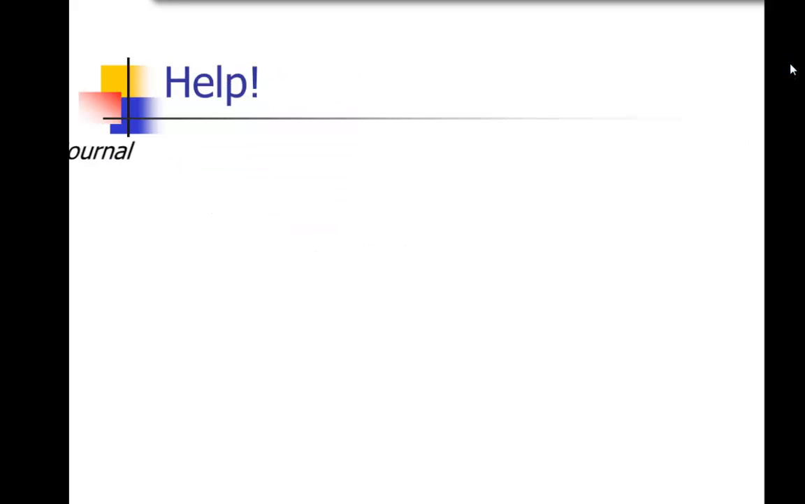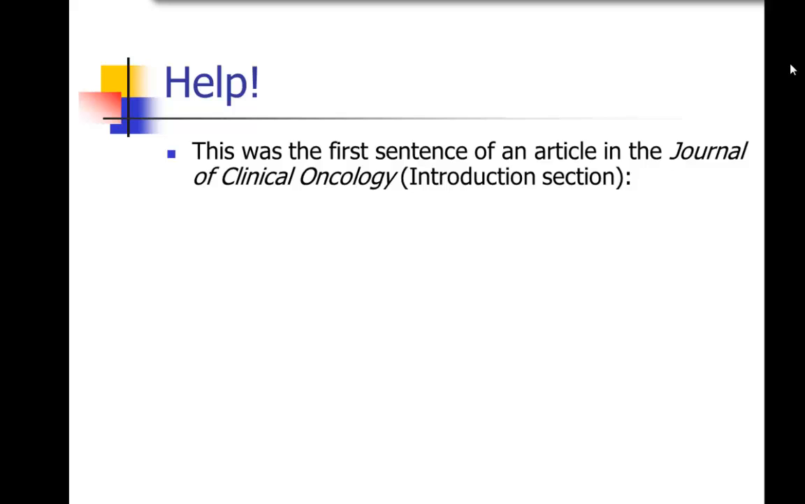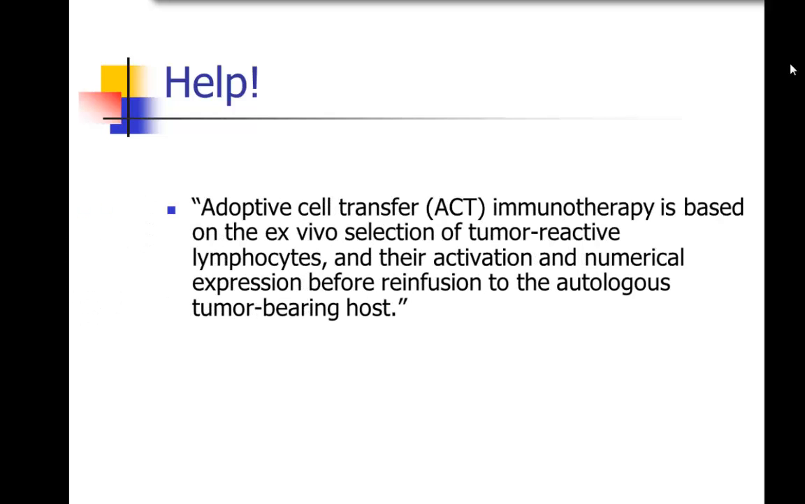So I just want to start with a sentence that I was reading in an article in the Journal of Clinical Oncology. Now, this is one of the top cancer journals out there. And this was the first sentence of the introduction section. So this is where the authors are really supposed to be drawing the reader into the writing. And it reads, adoptive cell transfer immunotherapy is based on the ex vivo selection of tumor-reactive lymphocytes and their activation and numerical expression before reinfusion to the autologous tumor-bearing host.